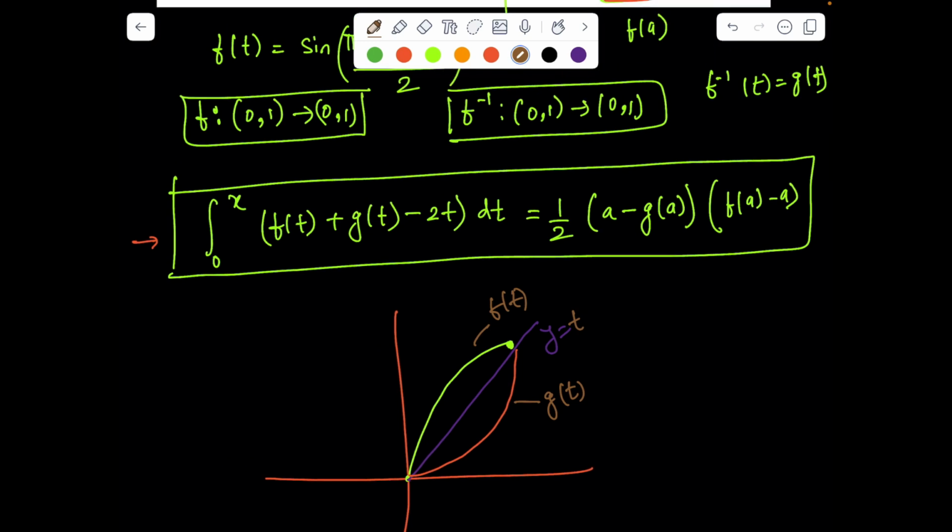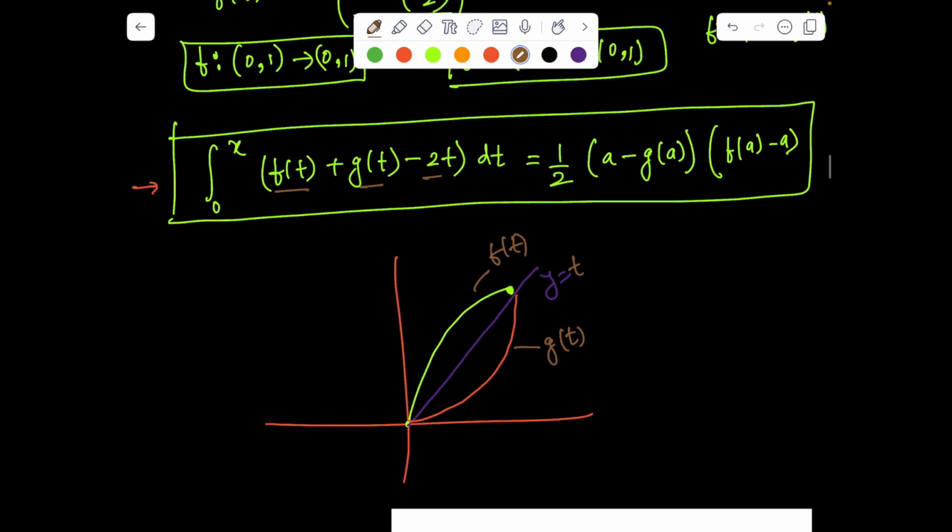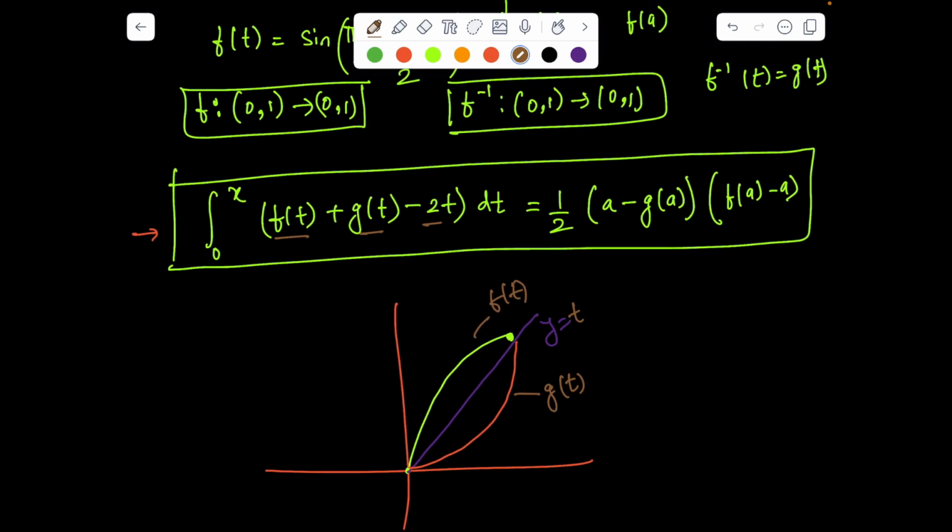Now, what is the physical significance, or geometrically, can we try to decode the meaning of f(t) + g(t) - 2t? That's not very difficult, because you can see here, if I take any point, let's say t over here, the height of the function, so this height over here, basically represents f of t. What about g of t? G of t represents this height, right? So this height is g(t), the total height is f of t.